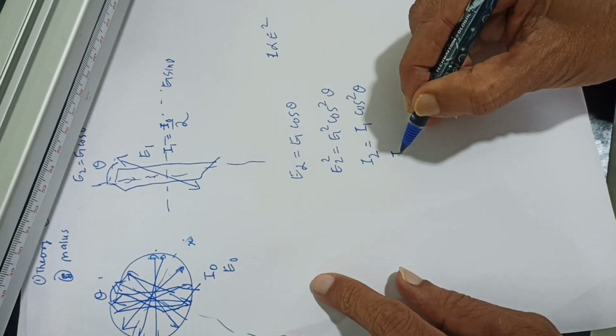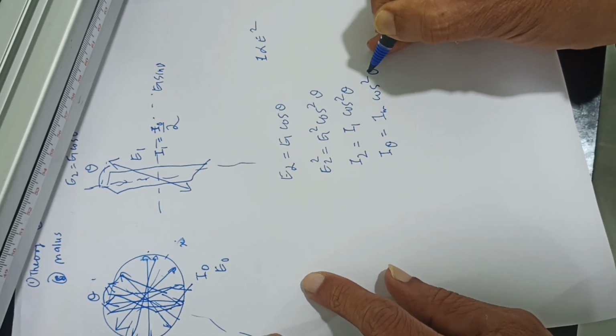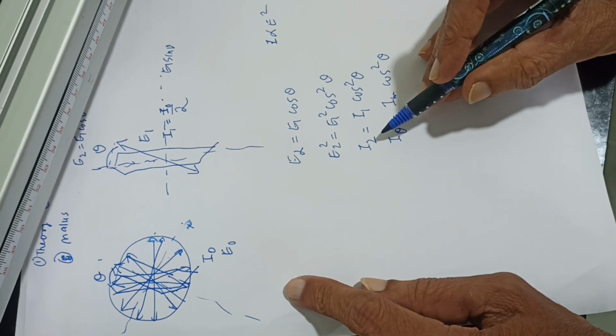We can also write this law in this form: I theta is equal to Im cos squared theta. The reason is that I1 is the maximum possible value of I2. Let me explain how.